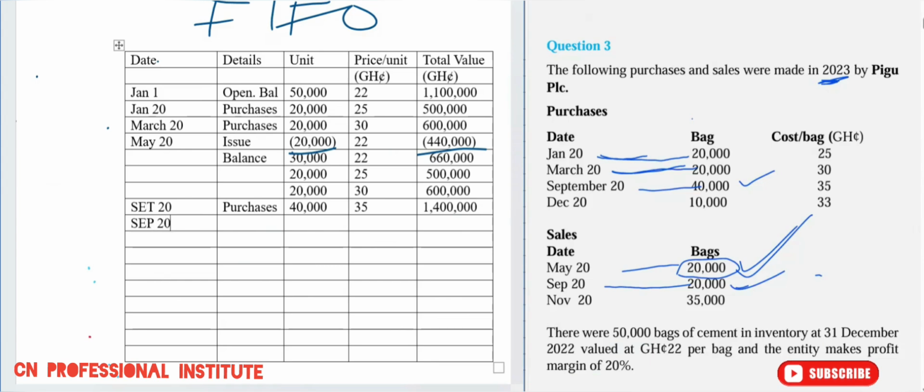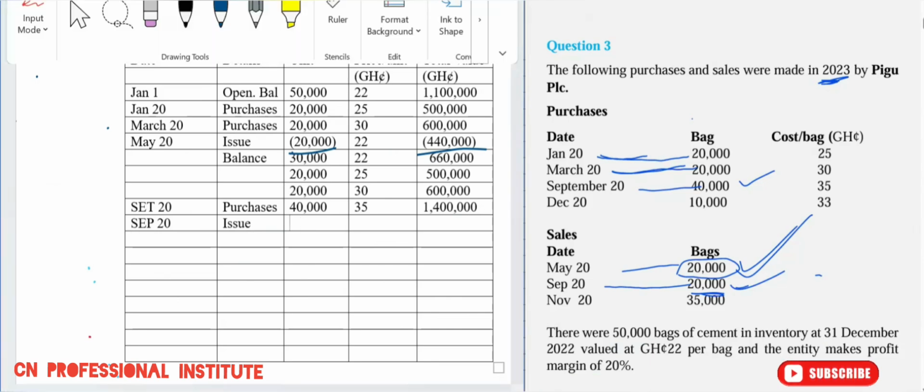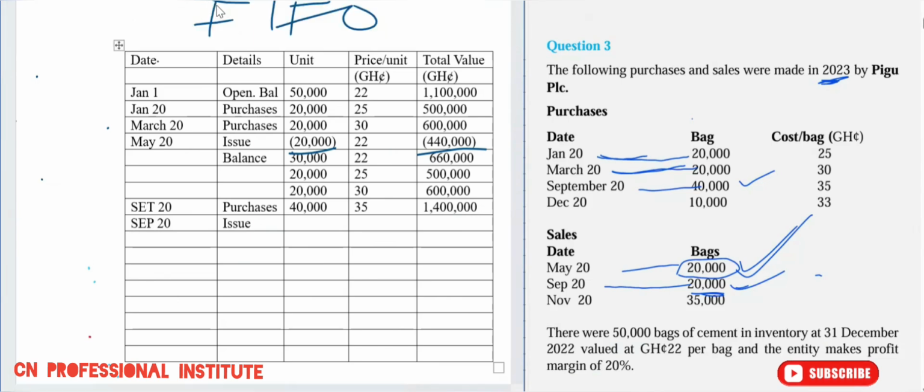Then there was an issue, the same September 20 issue, right? So September 20 we sold. So there was an issue. How many units did we sell? Yeah, we sold 20,000, right? That 20,000 that we are selling, we have to sell it from the balance. Let's sell it from this balance, right?